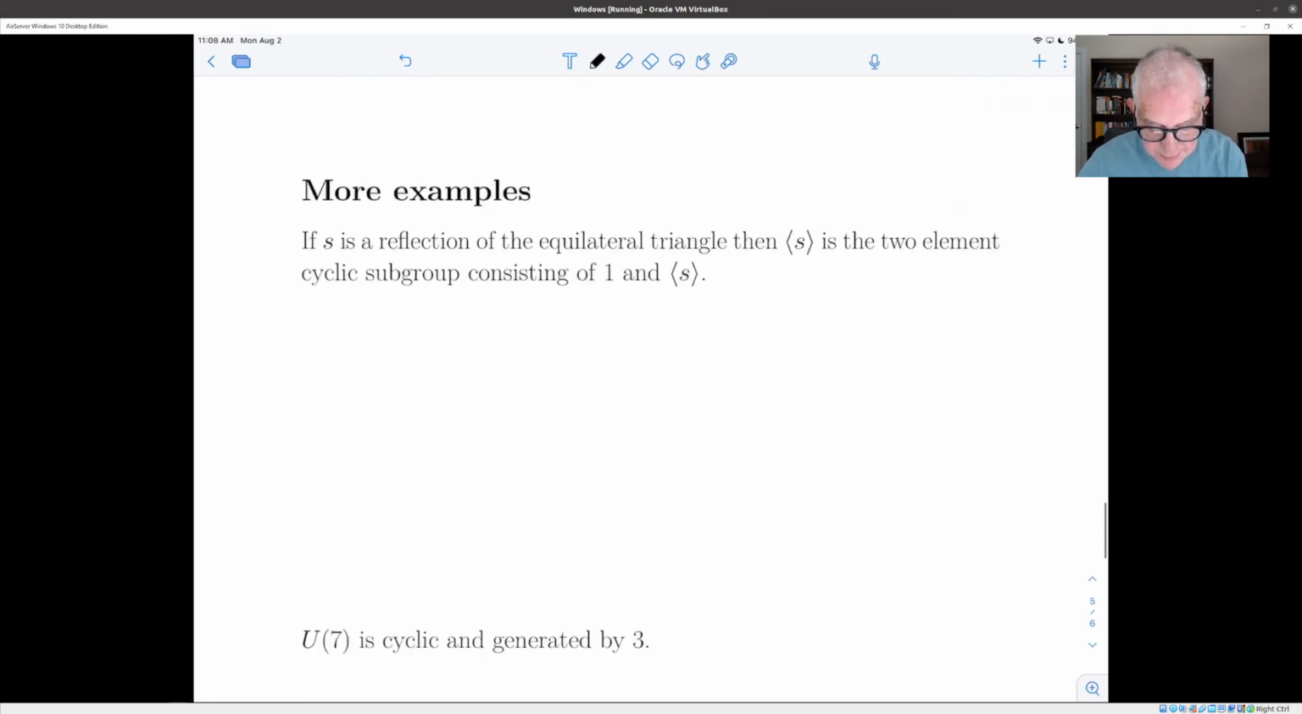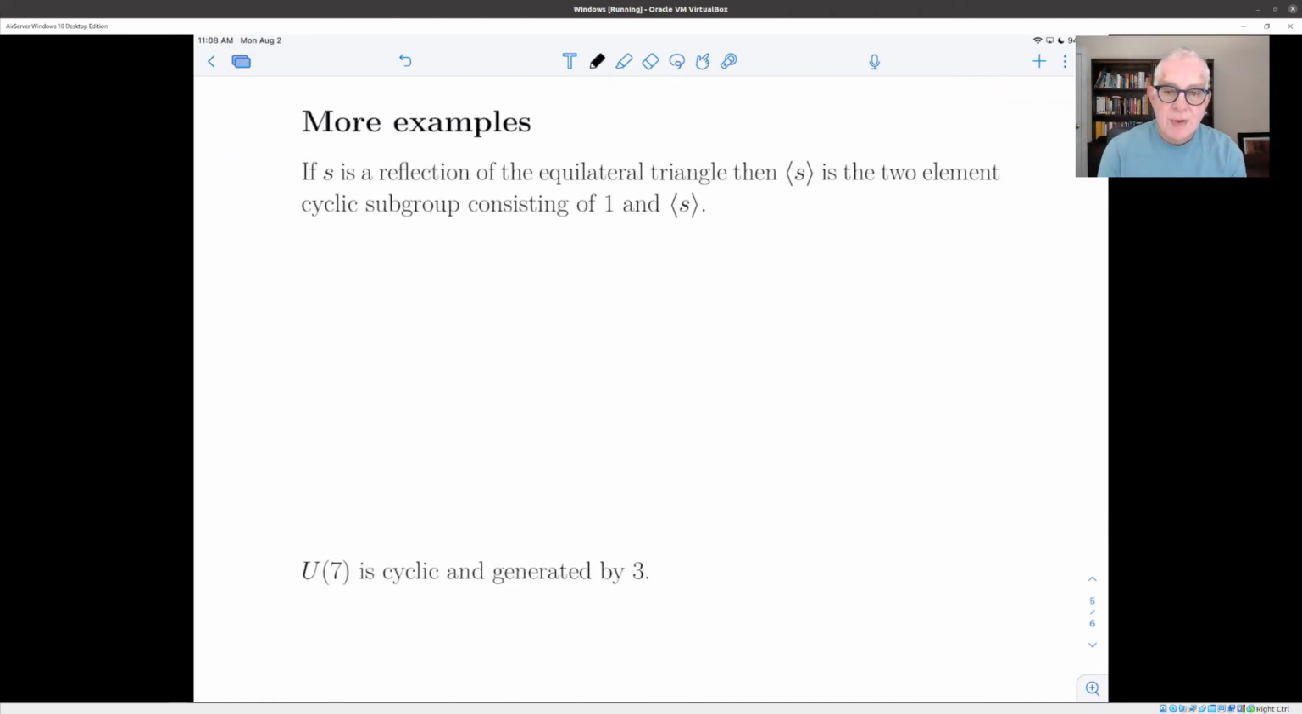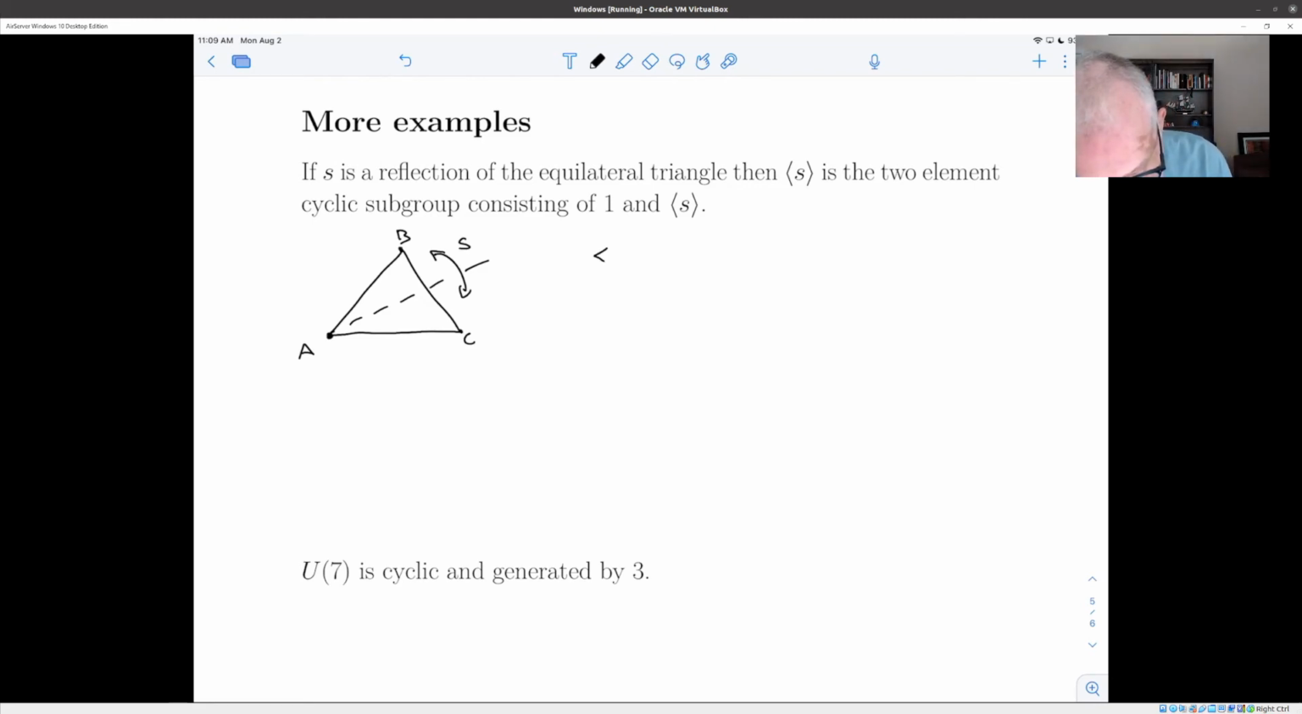A few more examples. Well, if instead of taking the rotation, we just picked one of the reflections, let's say the reflection which fixes A. Then our subgroup generated by S contains S and S squared, but S squared is the identity, because if you do this reflection twice, it comes back, and that's all there is. So the cyclic subgroup generated by S has 2 elements.